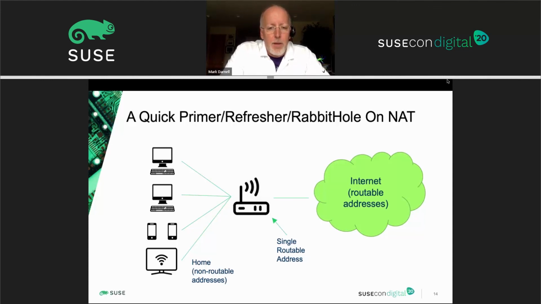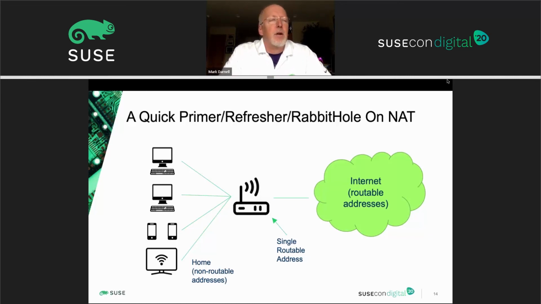Anytime you send a packet from one of these devices on the left to the internet, the Wi-Fi router translates. It hides your old IP address and sticks its own IP address in. No one can talk directly in unless you have NAT rules, which we're not going to get into. Okay? So this is what NAT looks like.